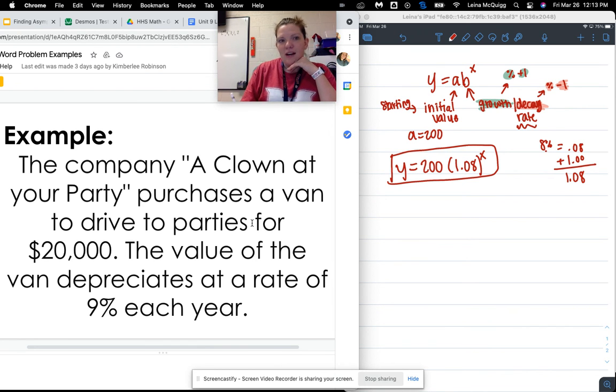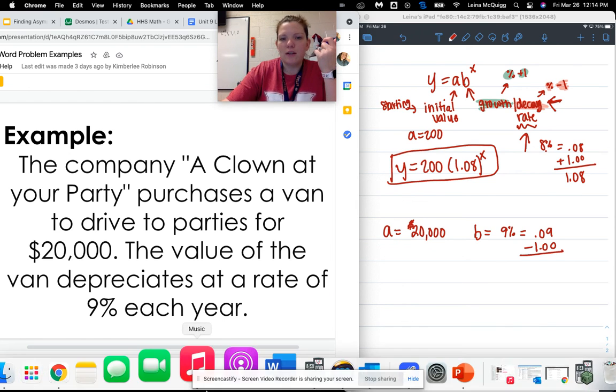So we have our initial value, our starting value, A, was $20,000. That's the original cost of the vehicle, okay, of the van. And it's going to depreciate at a rate, so my B is going to be that 9%. But we're depreciating. That's a decay. So we're going to decay. So I'm going to take my percent, I'm going to convert it to a decimal. So this equals 0.09. And we're decaying, we're losing value.